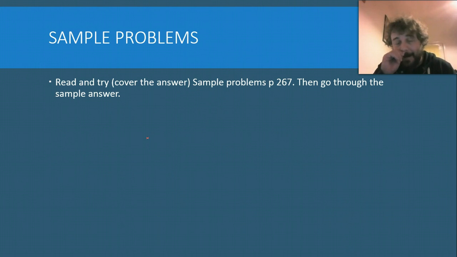Now, in your book on page 267, there are some sample problems. Read it, try it, cover the answers, see what you come up with. Then go through the sample answer and bring your sample answer that you've written to class, and we'll do it together. I hope that wasn't too hard, and we'll see how we go.